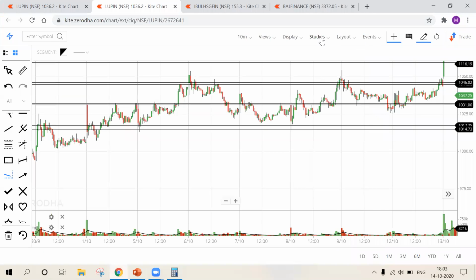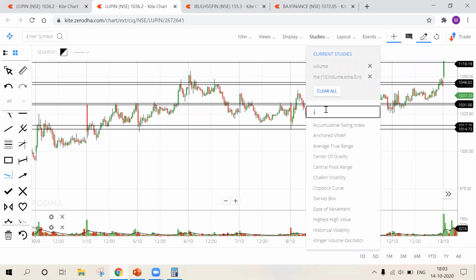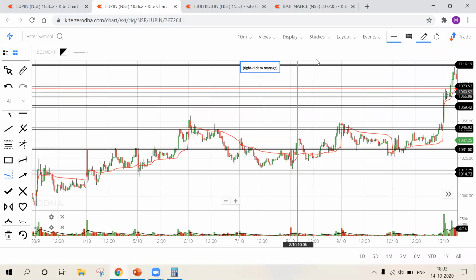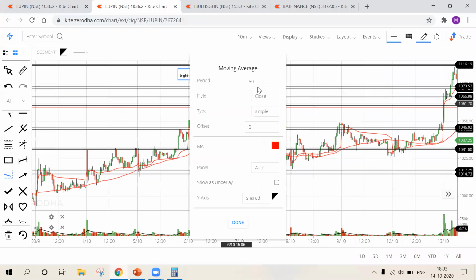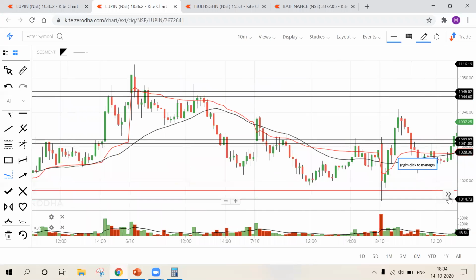See, it's simple. Click on studies, type in VWAP, done. It will get added to the chart. Click on studies, type in moving average, enter value as 35, change the color to black, done. Now let's get on to today's market.